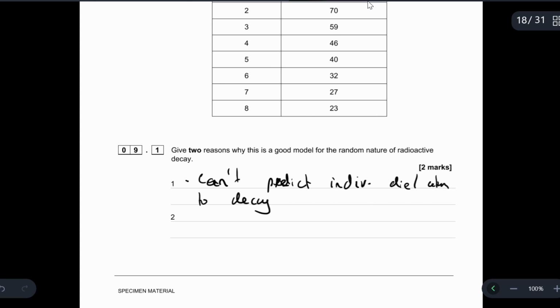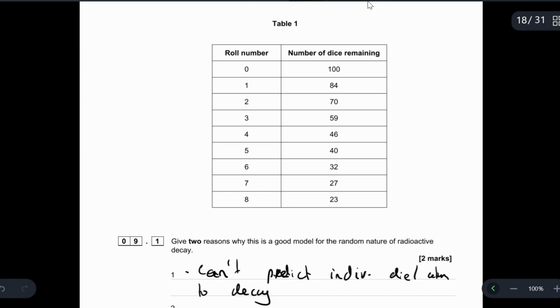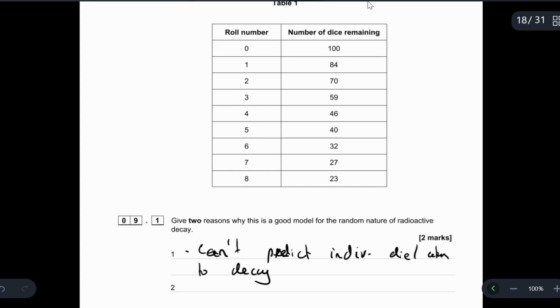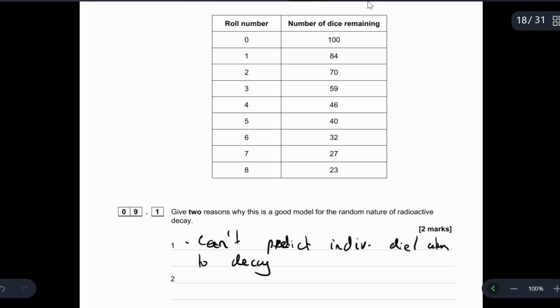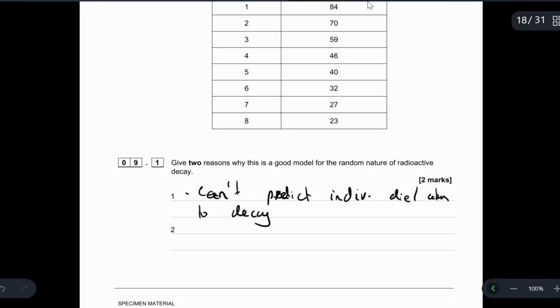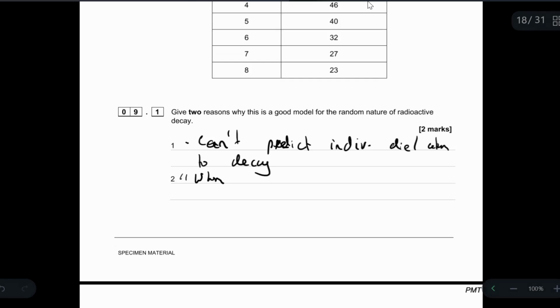And so the second point is also you can't predict when it will decay. So if you select one of the dice at random, you can't predict on which roll it's going to decay. So you can't predict when. It's kind of the same thing, but you can't predict when it's going to decay.